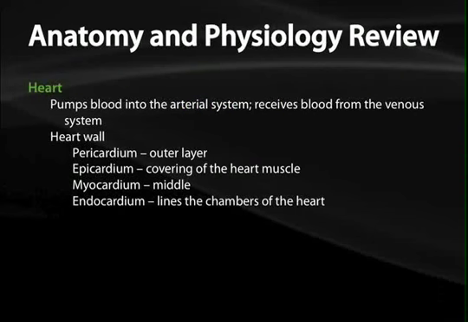We're going to do a quick overview of the anatomy and physiology for the cardiovascular system. As we do with all of the other modules, we always start with anatomy and physiology. Okay, so for the cardiovascular system, you've got your heart. And your heart's job is to what? Basically pump blood into the arterial system as well as receive blood from the venous system.